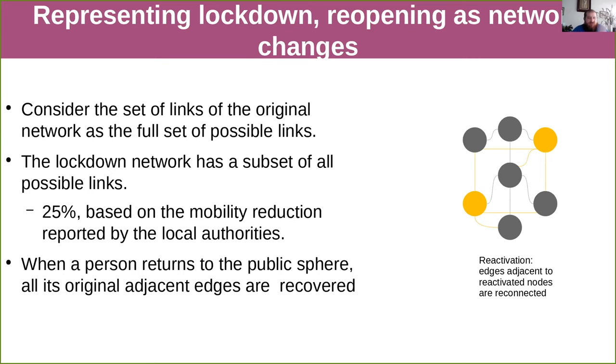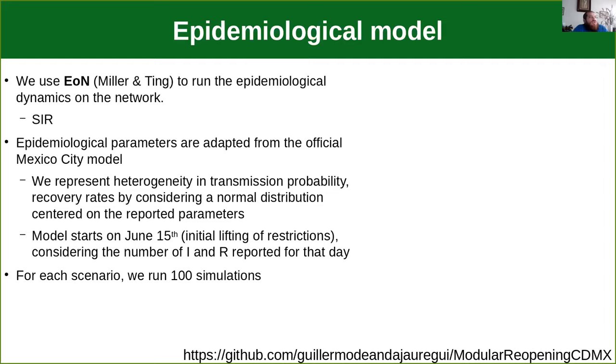Then once we have these networks, we use the Epidemics on Networks, the EoN package by Miller and Ting, to run the epidemiological dynamics on the network. And this is a very simple SIR model. We take the epidemiological parameters, which are published by the official Mexico City model, which is available online. And to represent the heterogeneity in transmission probability and recovery rates and all these heterogeneities that we know are happening in this pandemic, we consider that the parameters reported by the model are the mean of a normally distributed set of values. So each link has a transmission rate that is centered around these mean parameters.